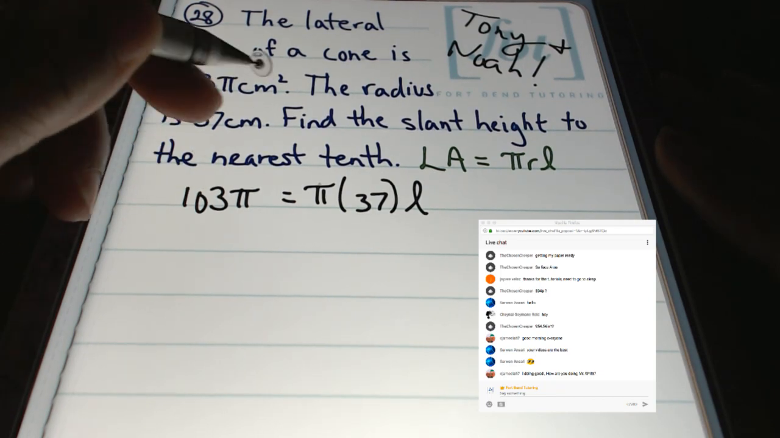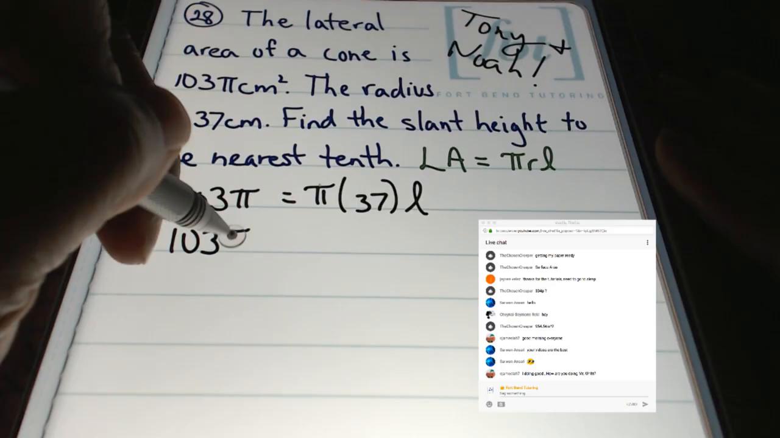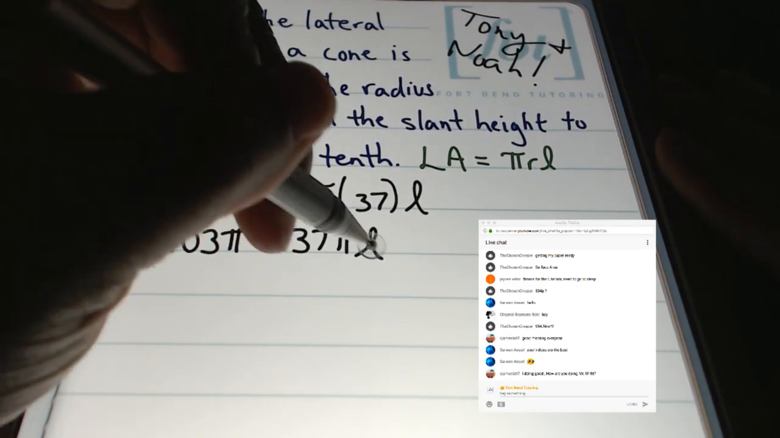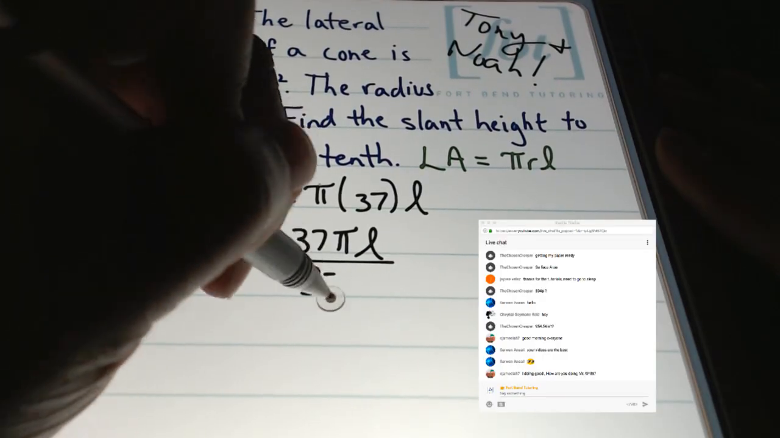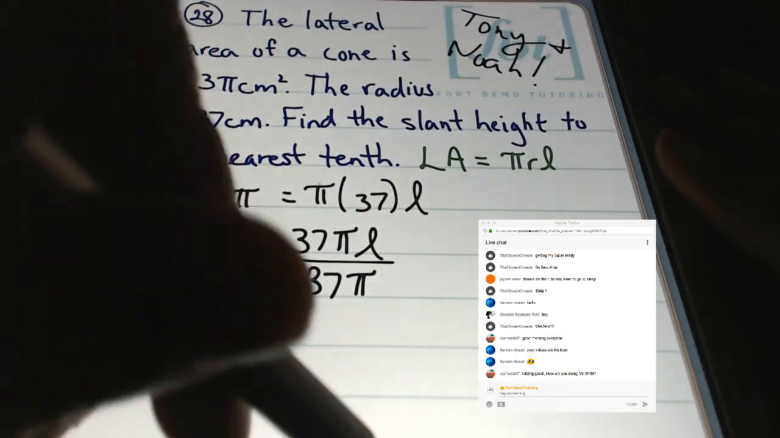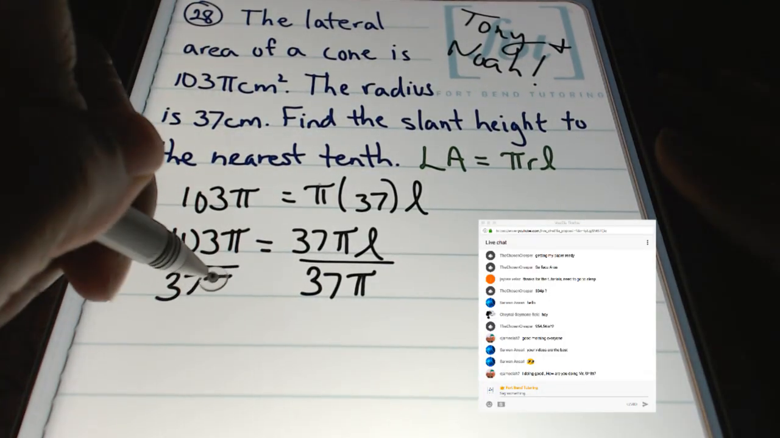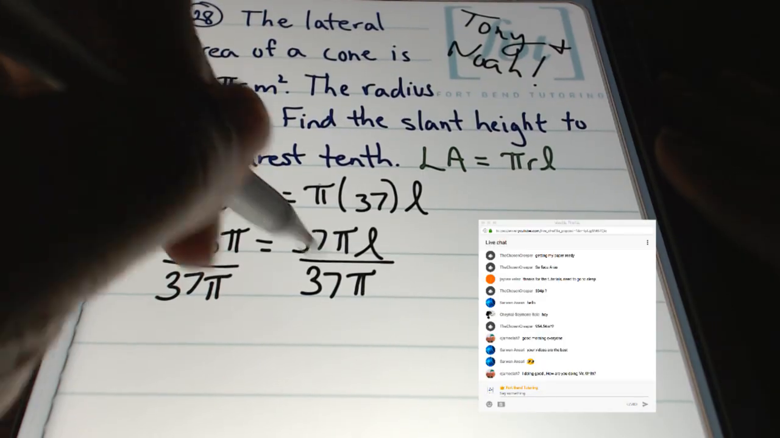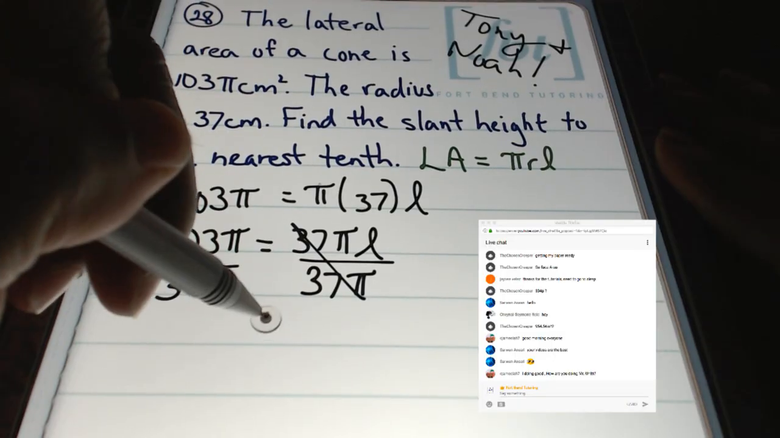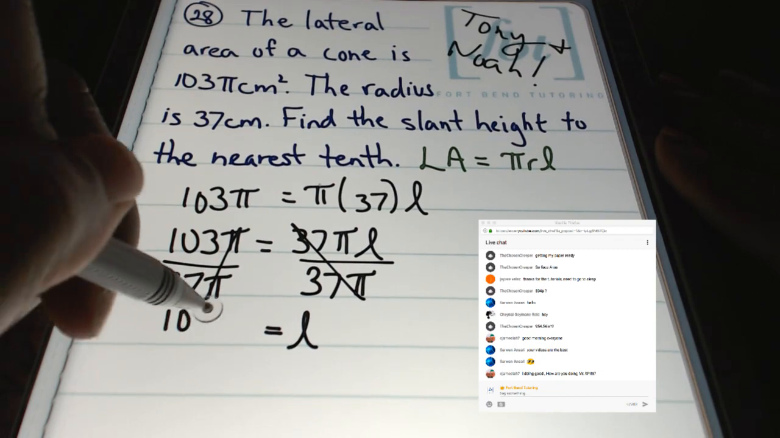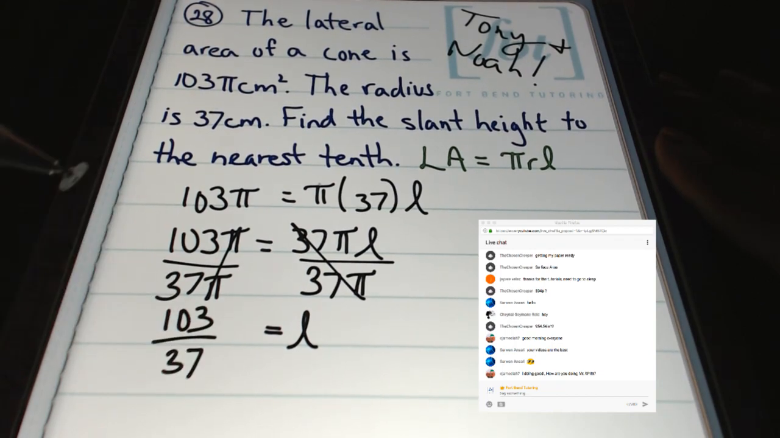So I'm going to go ahead and simplify the right side here. I'm going to rewrite it as 103 pi is equivalent to 37 pi times my slant height. And from here, I'll be dividing both sides by 37 pi. There we go. We're going to fix the 37 and make it better. So on the right side, that 37 pi just cancels out. So now we have the slant height being equivalent to the quotient of 103 over 37.